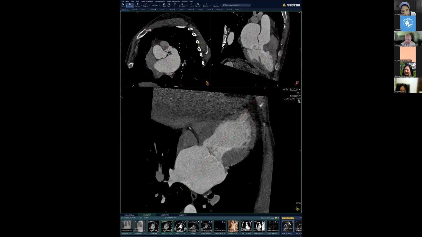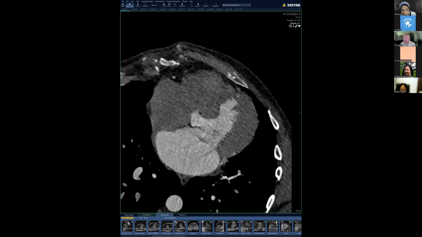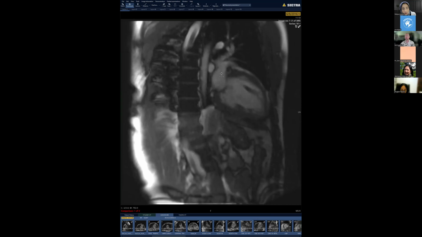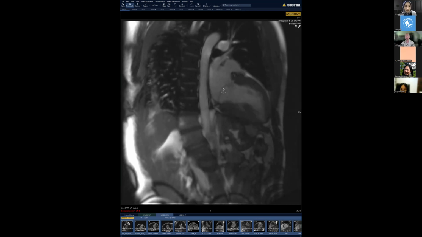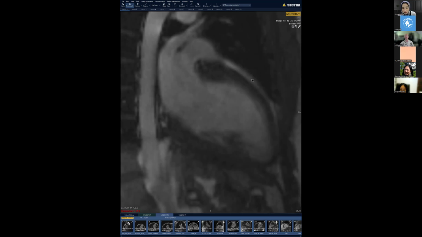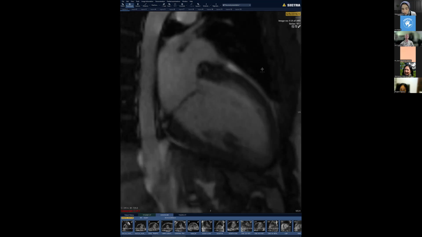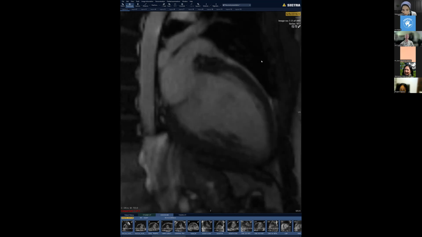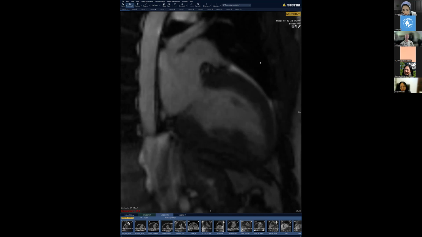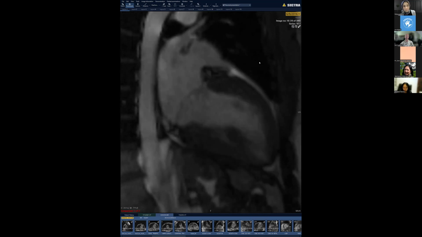Let me see if I can show you some MR images on this patient. Yeah, and so here it is beautifully now in motion, that prolapsing mitral valve. We're slicing through the left side of the heart in the 2-chamber plane.